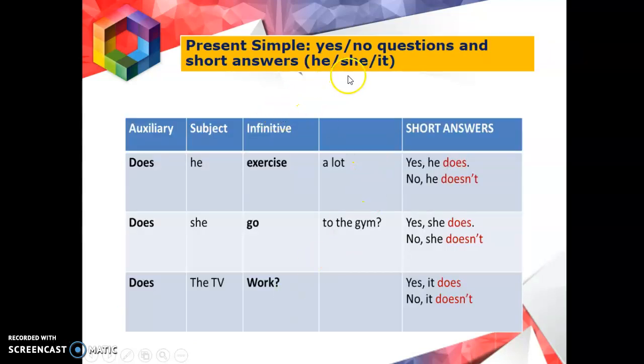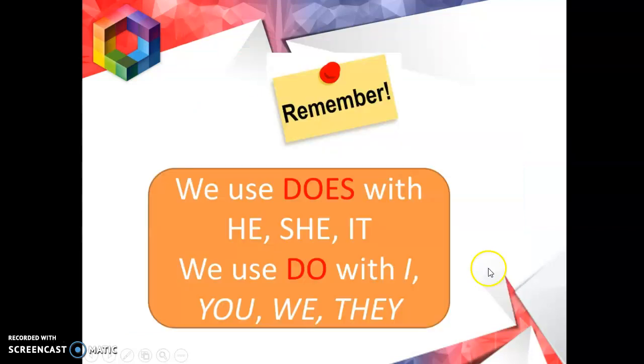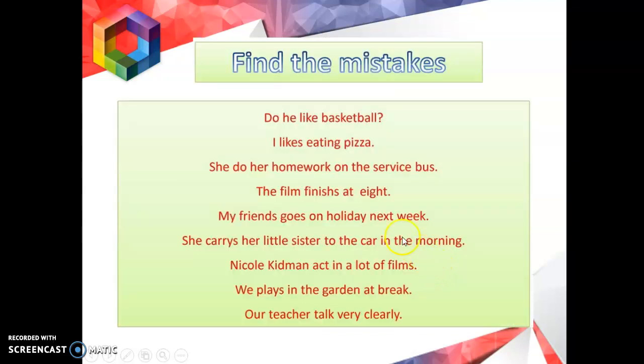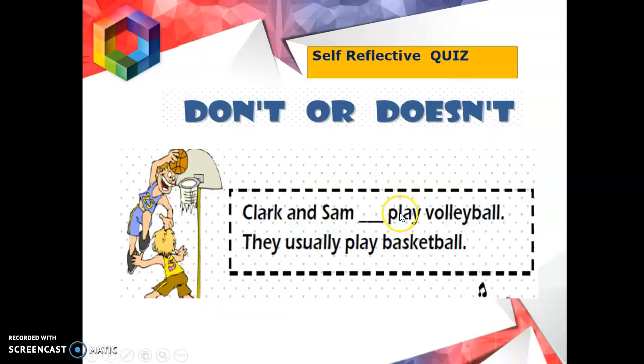Then present simple yes no question. Also we have more examples from the same. And remember, we use does with he, she, it. We use do with I, you, we, they and all that. Here you are supposed to check some of the mistakes that you can find in this table. So try to go about and try to check the mistakes. And here you have some reflective quiz that you're supposed to develop a little bit. So please try to go and fill in that.